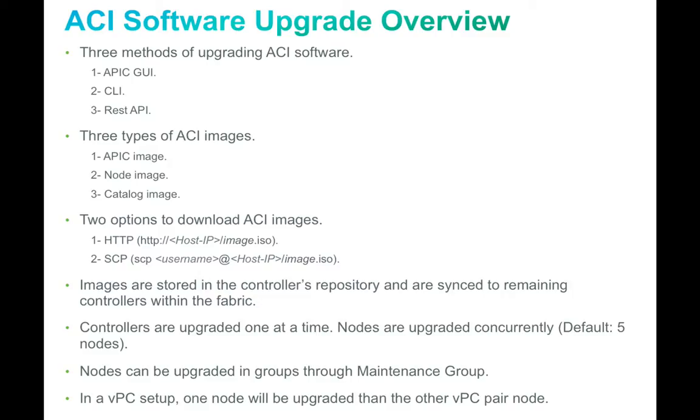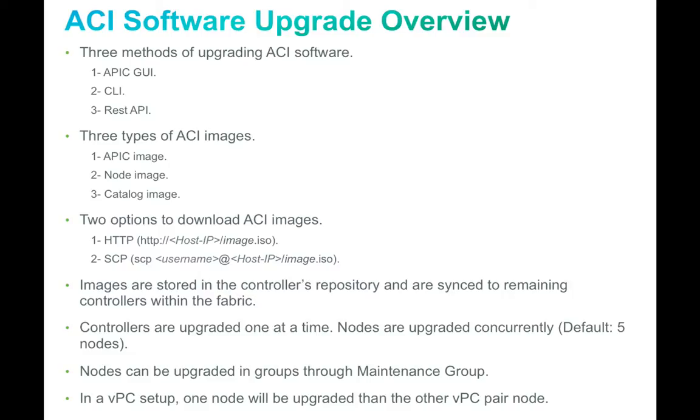There are three types of ACI images. One for the APIC controller, the other one for the nodes, leaf and spine, and the third one is for catalog. The catalog image gets loaded when you upgrade the APIC image in most cases. However, in some special cases, one needs to install or upgrade the catalog image separately.